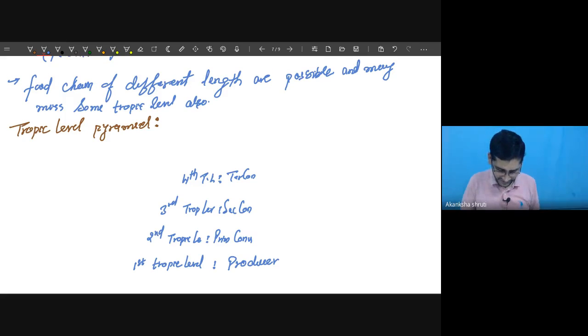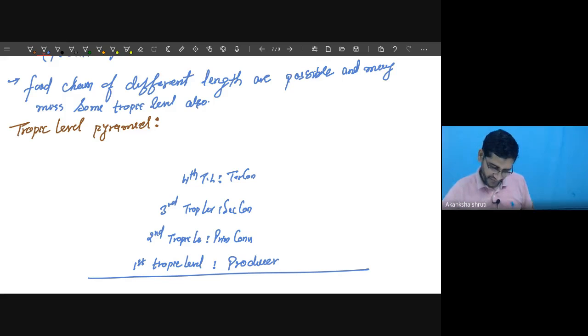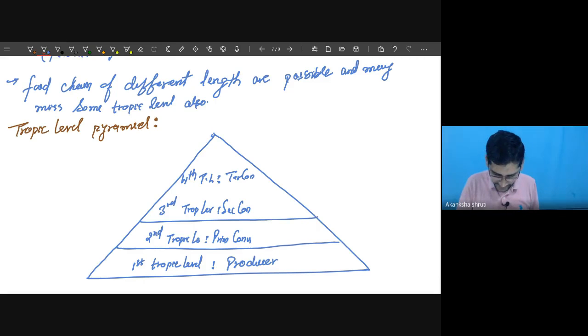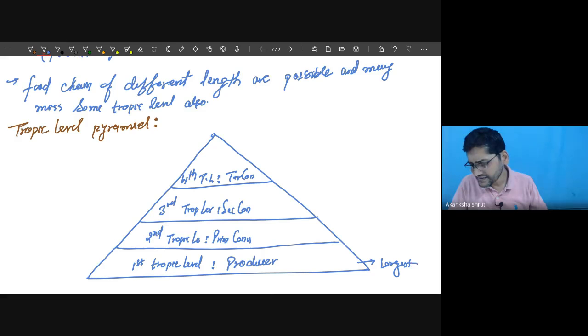So if we join this, we can observe that the producer level must be very large in number, and they will go on decreasing in number from one level to another. Why? This area represents their number. So it is in largest number.